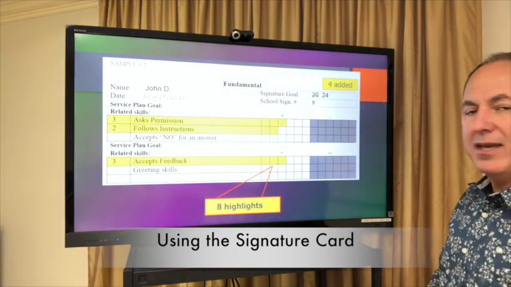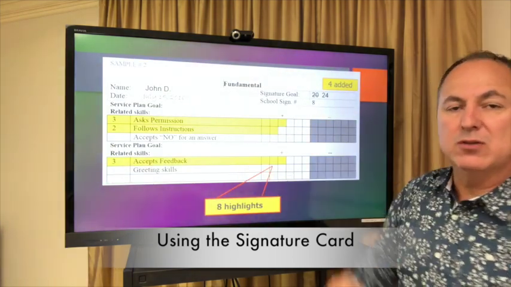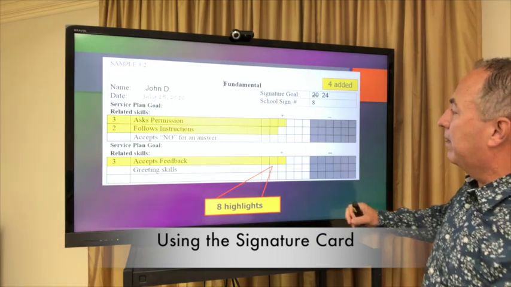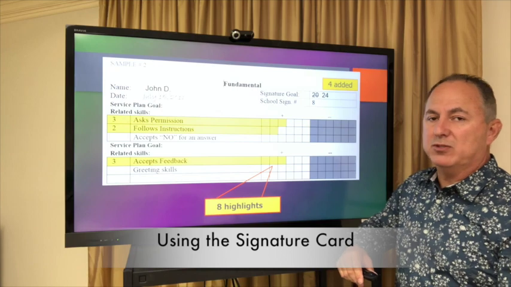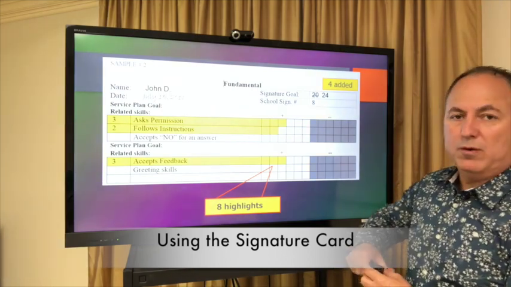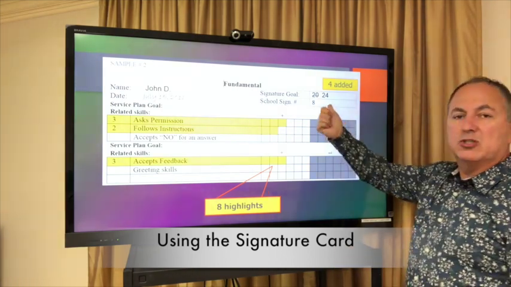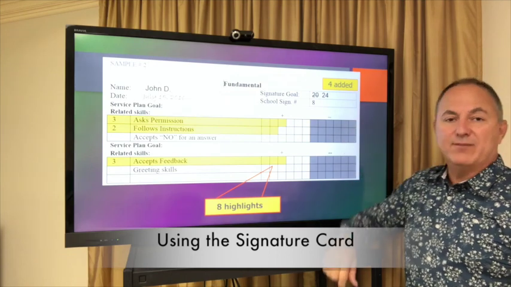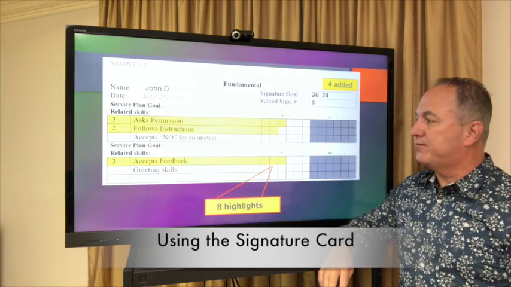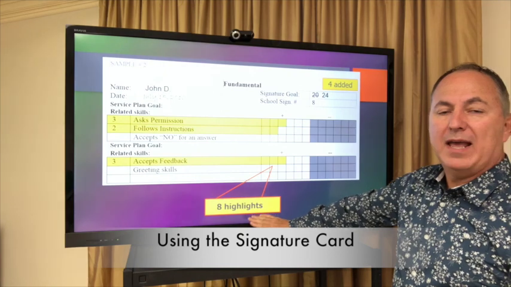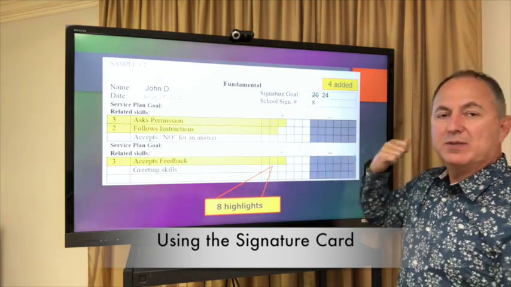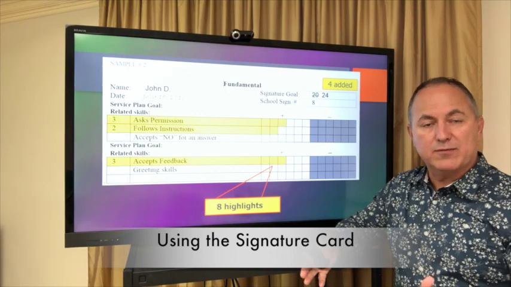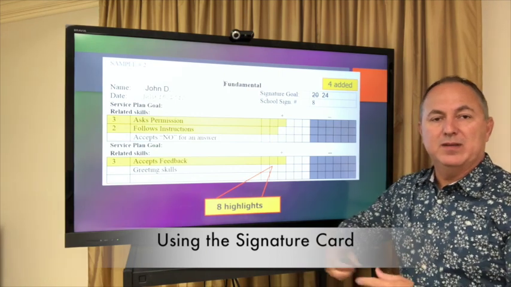So the next day, his card should be prepared to look something like this. Remember, he's on fundamental, so it's a daily access and system to privileges. He was short 4, so now his daily goal becomes 24, because we add the 4 he was short. He's also going to have 8 highlighted boxes, because we take the number that was short and double it for the highlights for the next day.